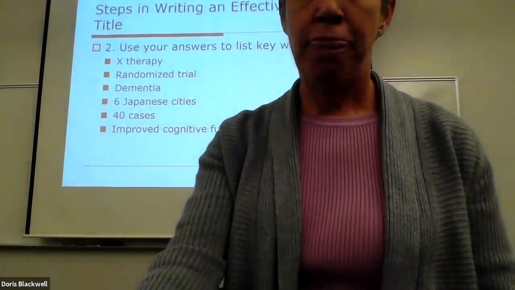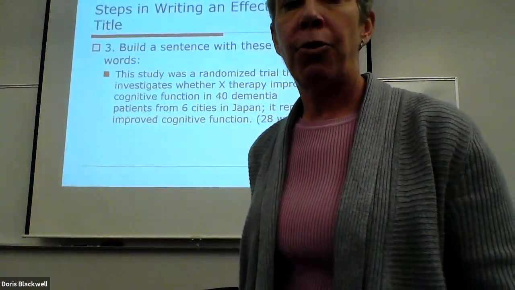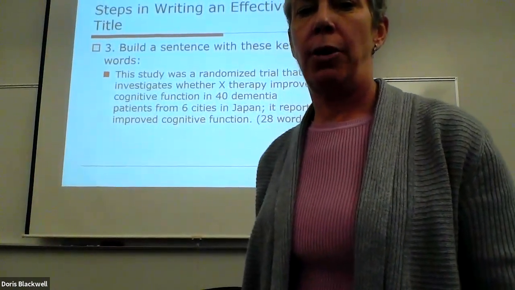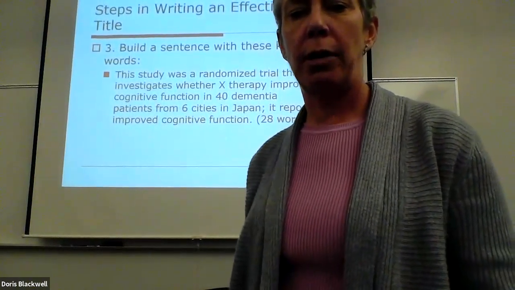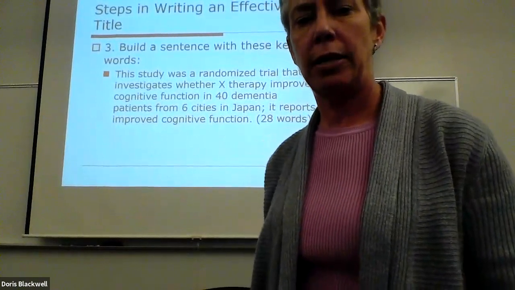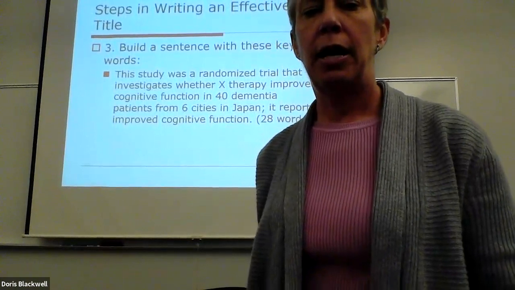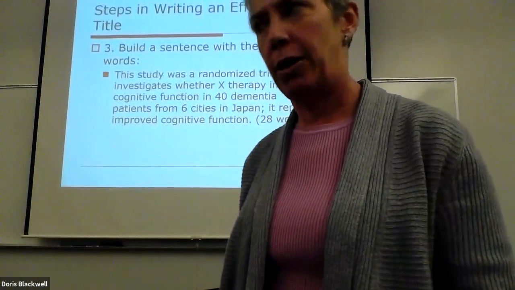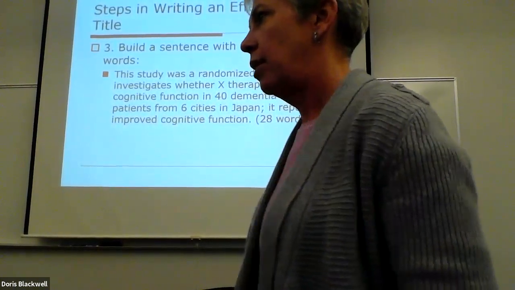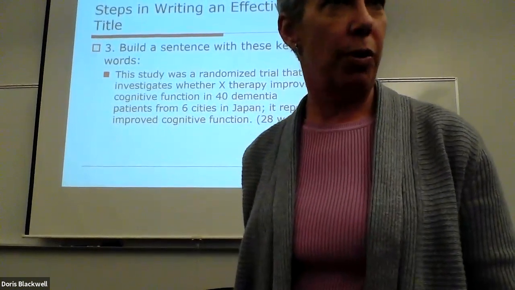Step number 3, we build a sentence with these keywords. So: this study was a randomized trial that investigated whether X therapy improved cognitive function in 40 dementia patients from 6 cities in Japan. It reported improved function. That's 28 words, so about twice as long as we would want our title to be.